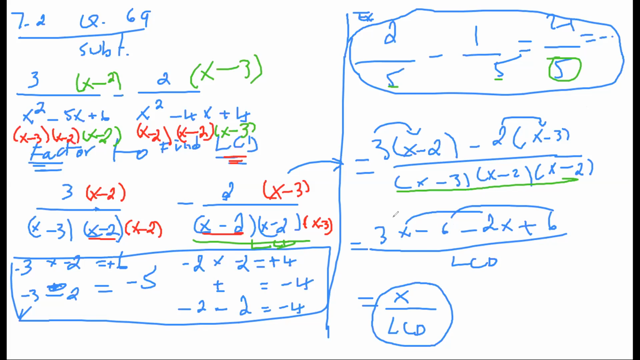Then we distribute, combine like terms to simplify. 3x minus 2x is x. Minus 6 plus 6 cancel out. So we end up with x left at the top over the LCD, meaning over this whole thing. The LCD is x minus 2, x minus 2, x minus 3.